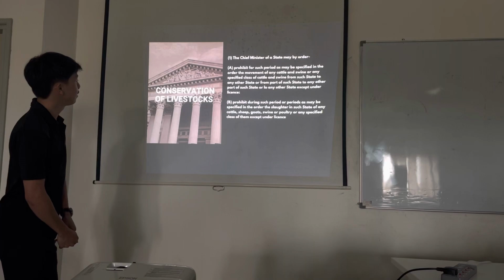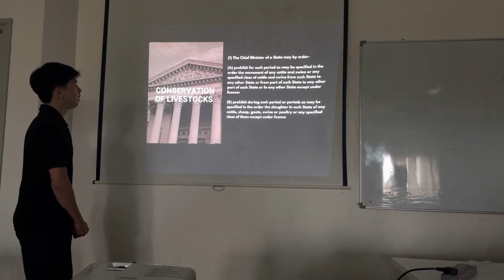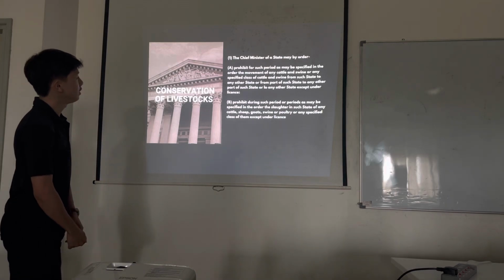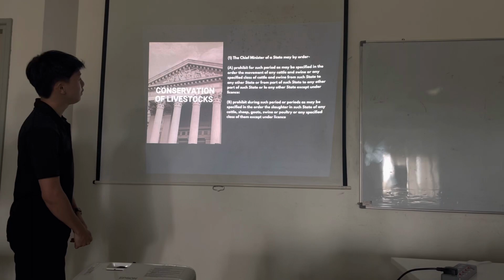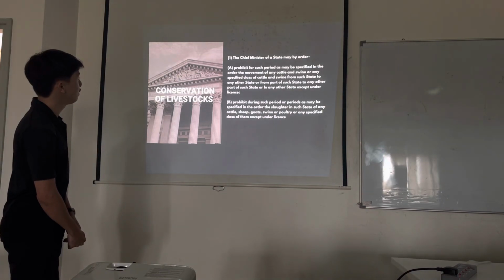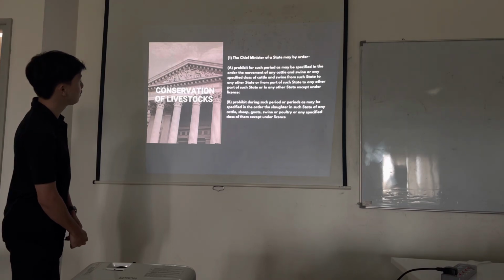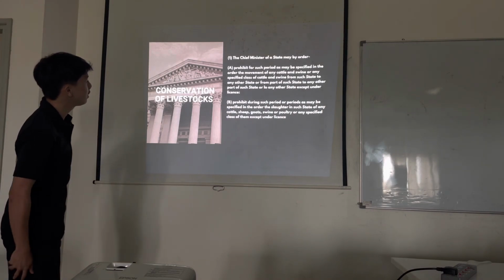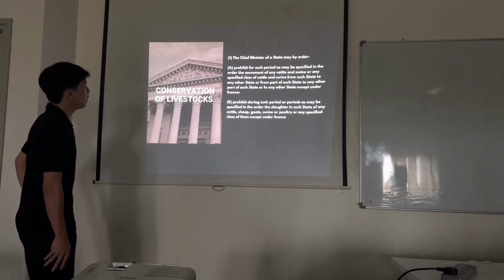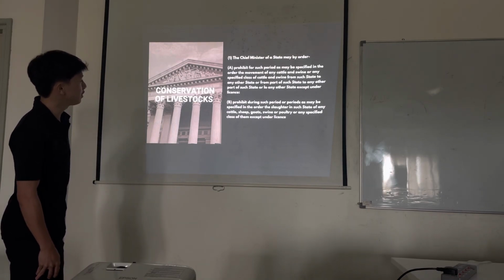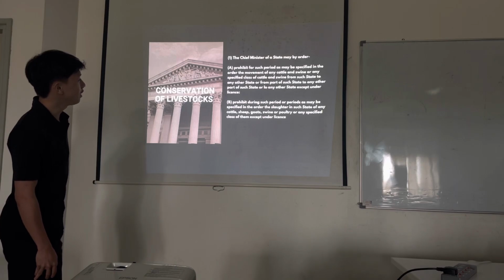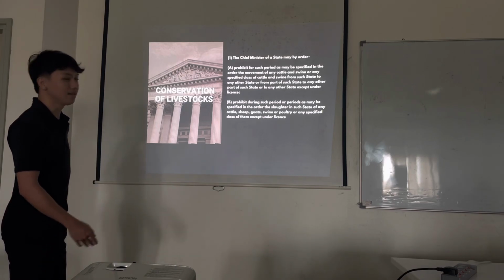So this is the compensation for livestock. The Chief Minister of a state may by order prohibit, for such period as may be specified in the order, the movement of any cattle and swine or any specific class of cattle and swine from such state to any other state, or from part of such state to any part of such state, or to any other state except under license. Next.